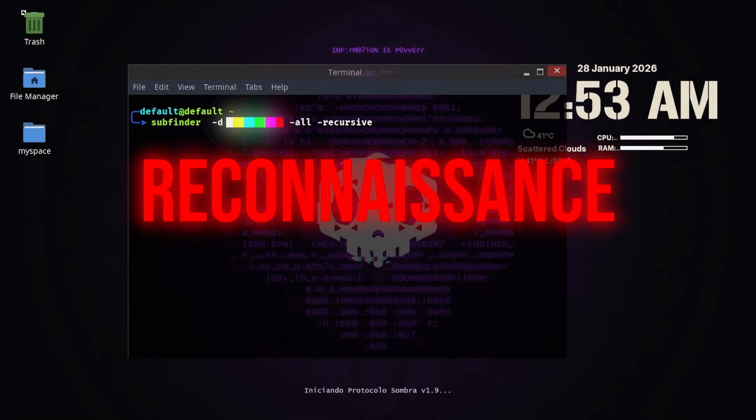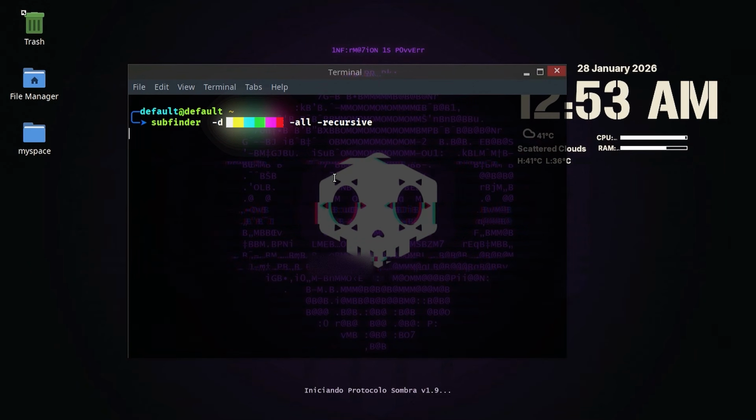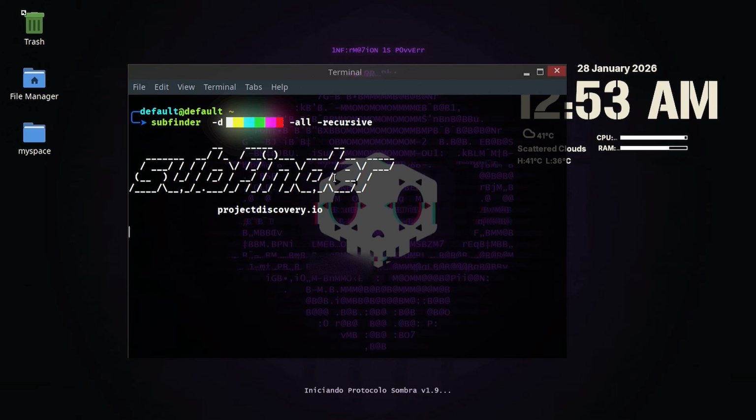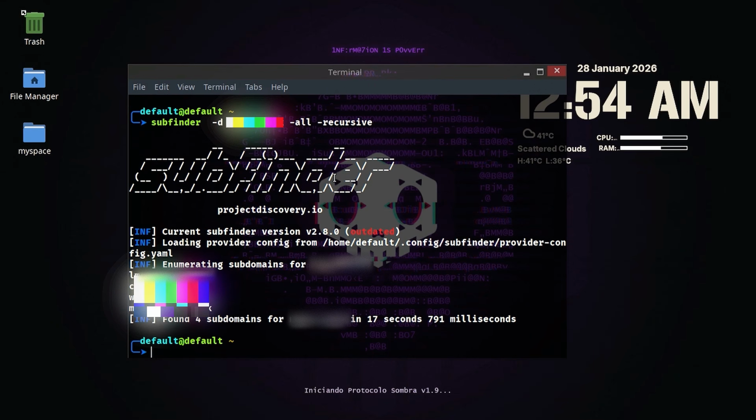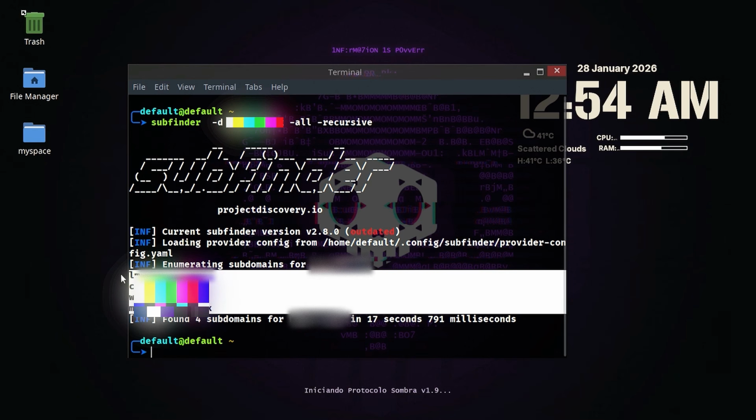So starting with the reconnaissance phase, the first thing I do is look for subdomains related to the main website. Subdomains are basically additional entry points of a website, and finding them helps increase the overall attack surface. Each one can run different services, different configurations, and different security controls. More subdomains means more surface.